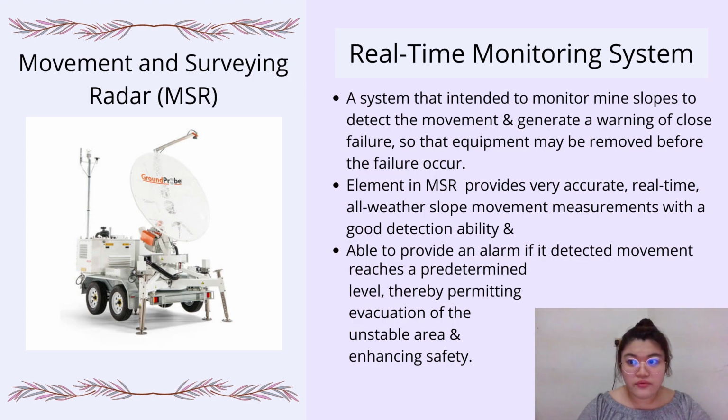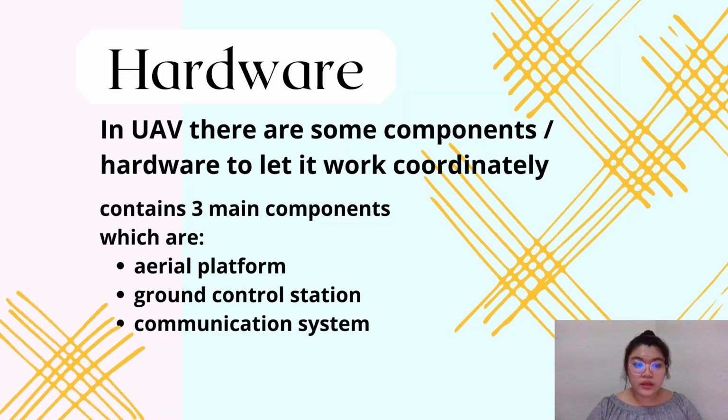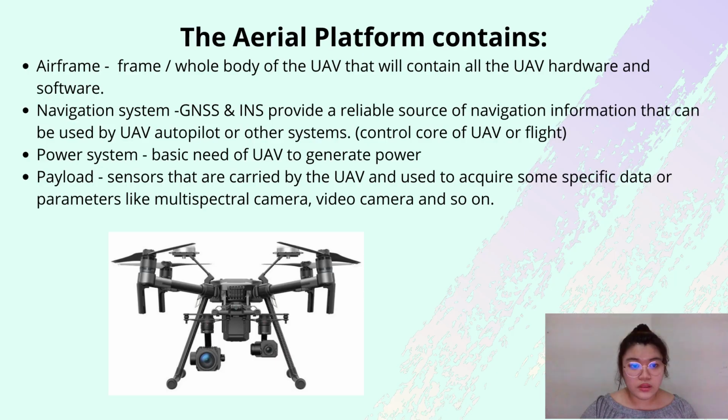Hardware. In a UAV, there are some components or hardware that let it work coordinately. A UAV contains three main components: the aerial platform, ground control station, and communication system. The aerial platform contains the airframe, navigation system, power system, and payloads. The airframe is the whole body of the UAV that contains all the hardware and software. The navigation system has GNSS and INS.